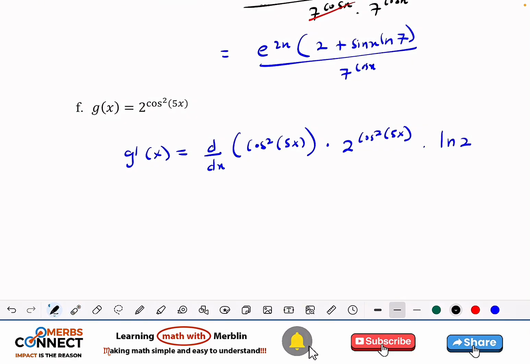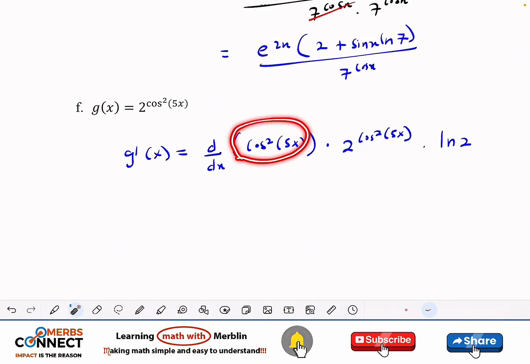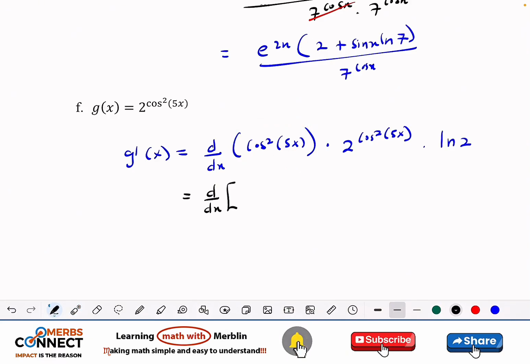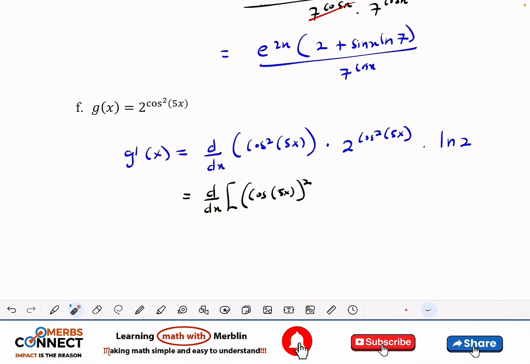So now what we need to worry about is how to differentiate this. Now I'll write this one as d over dx again. Now I need to write this one for you to see. So this is the same as cos 5x all to the power 2. So remember, when we are dealing with the chain rule, we need to change this one before we can differentiate.